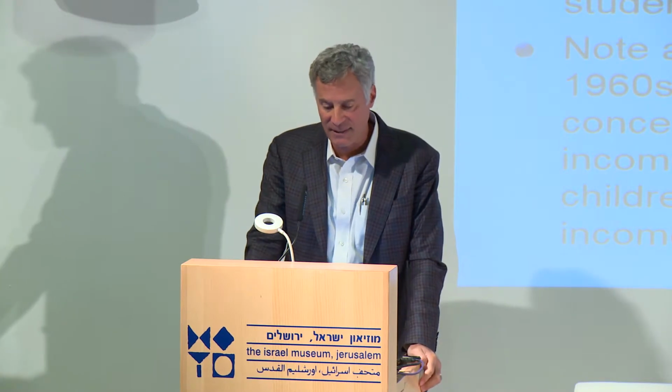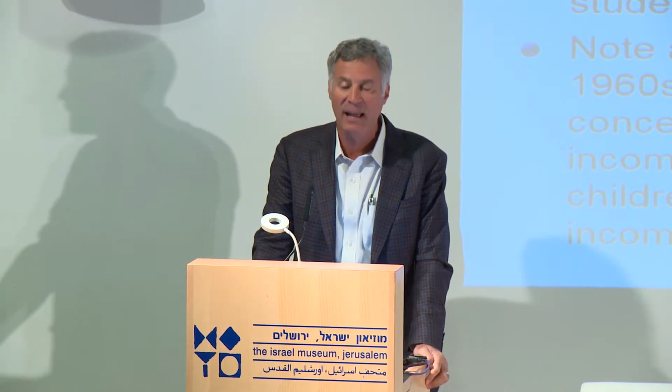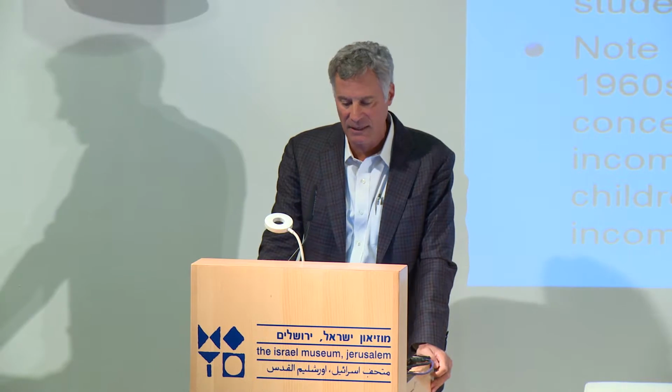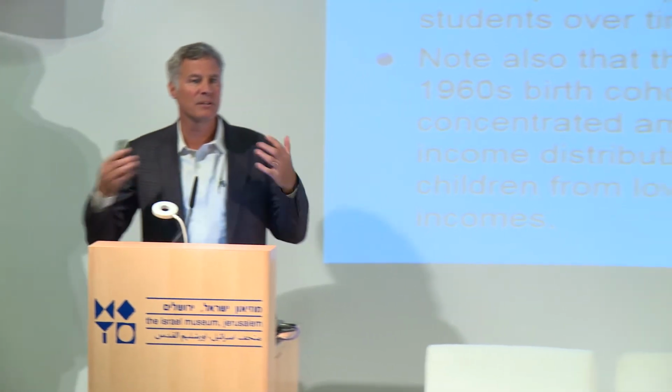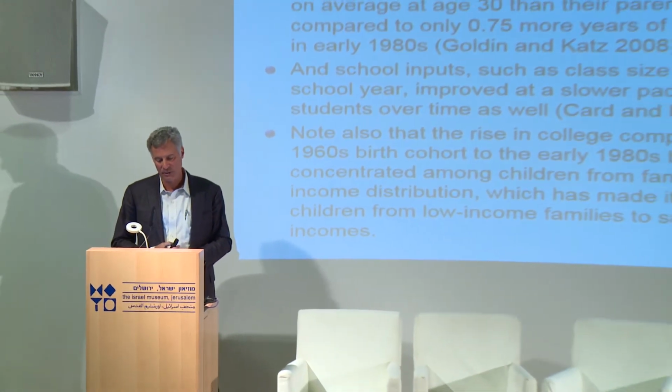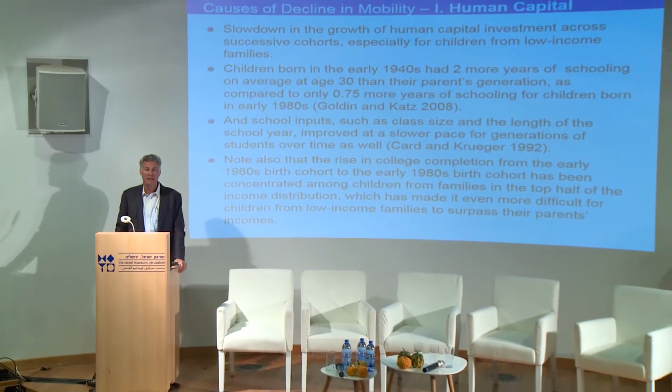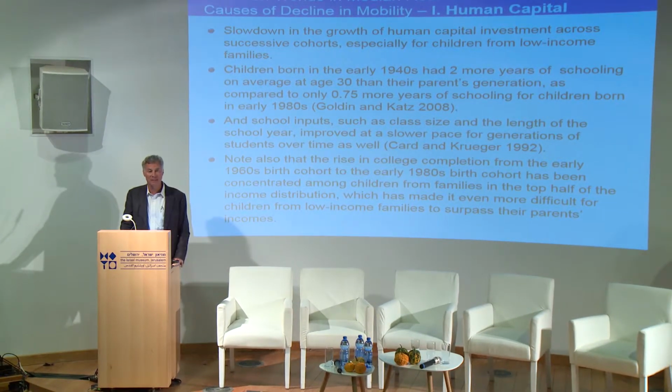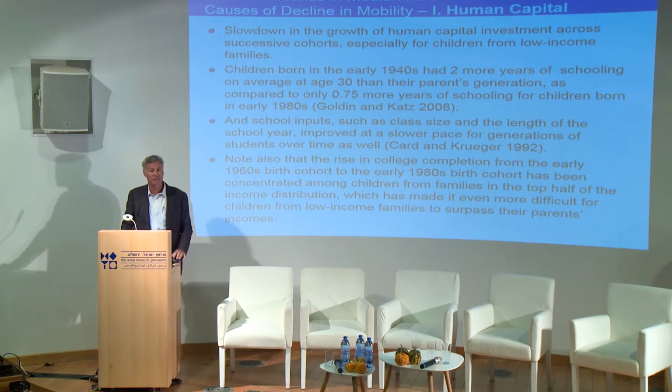So Goldin and Katz calculated that children born in the early 1940s had 2 more years of schooling than their parents did. And children born in the 1980s had three-quarters of a year more education than their parents did. So the decline is 1 and 1/4 years, which could account for, say, 15% less income using conventional rates of return to education. And then, of course, there could also be general equilibrium effects because of a slowdown in human capital accumulation. Also, there's been a slowdown in our measures of school quality, like pupils per teacher or the length of the school year, which I think has also probably led to a relative slowdown in human capital accumulation.